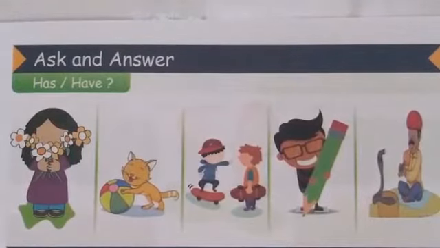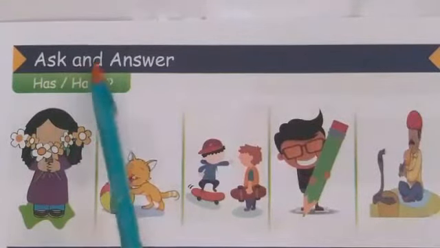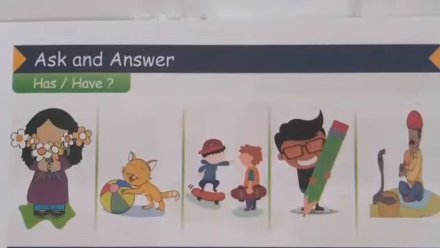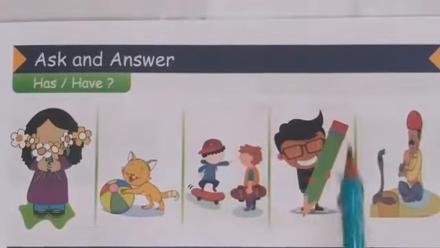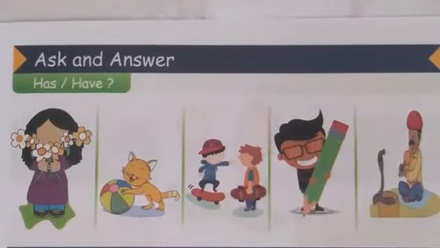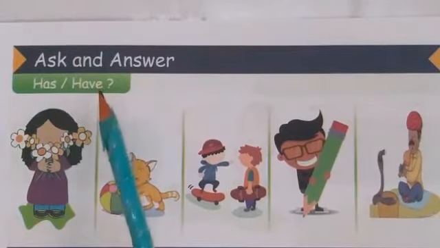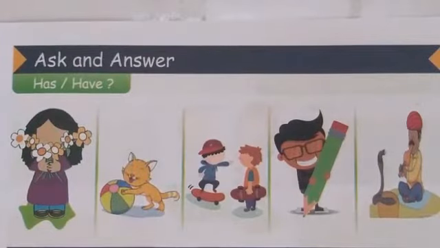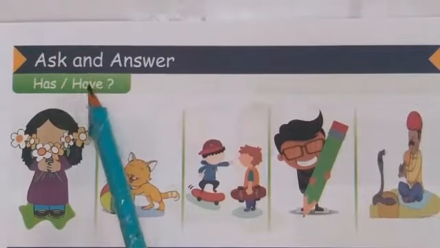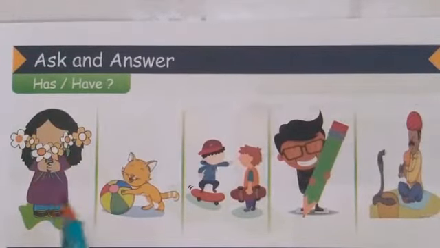Yes, the first activity which we are going to do today is ask and answer. I am going to ask you a question and you have to give me an answer. What we are going to do in this? You have to observe the picture and after that you have to tell a sentence about the picture by using has and have. Is that clear? Yes, you have to use has and have and tell a sentence by looking at the picture carefully.